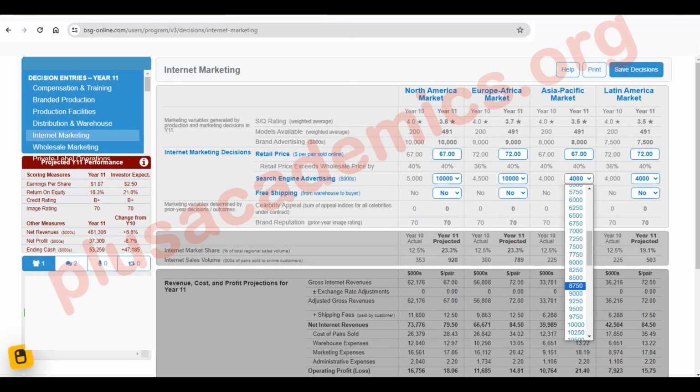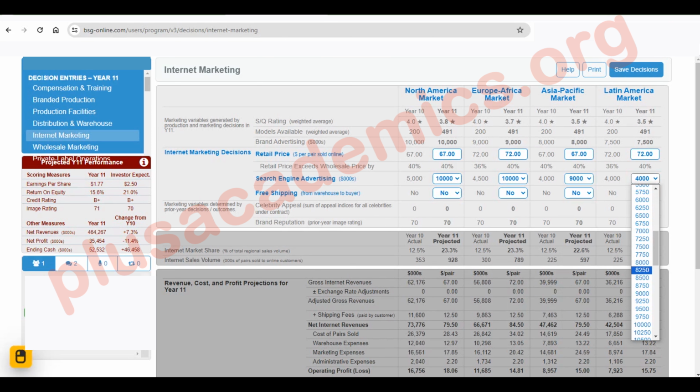Okay, that is so much. So let us reduce a little bit. So in North America and Europe, Africa, let us try 10,000. And then in Asia Pacific and Latin America, let us try 9,000 each. Okay, so that's all you need to do when it comes to internet marketing.